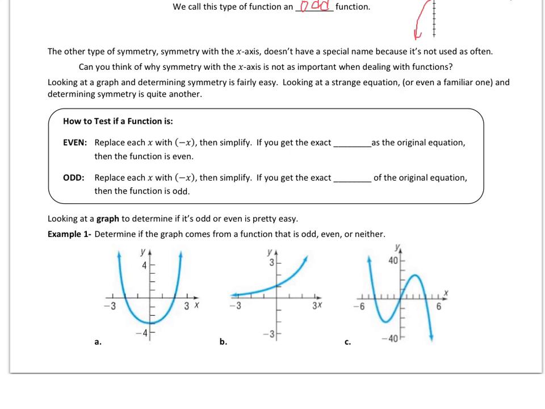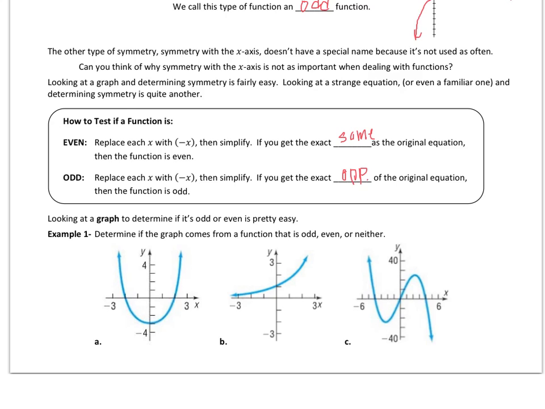All right, so let's talk about how to test to determine if a function is even or odd. If a function is even, we simply replace x with negative x and then simplify. If you get the exact same as the original, then you have an even function. With an odd function, if you get the exact opposite, then it's an odd function. Again, we're always replacing x with negative x and simplifying.